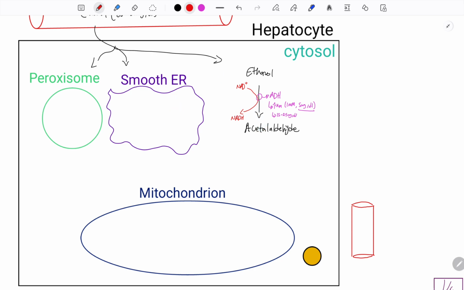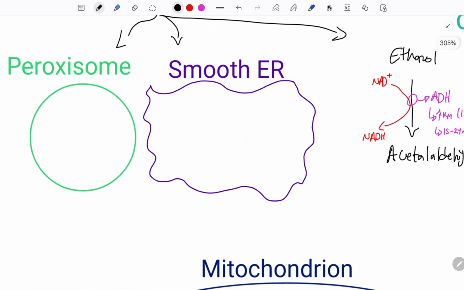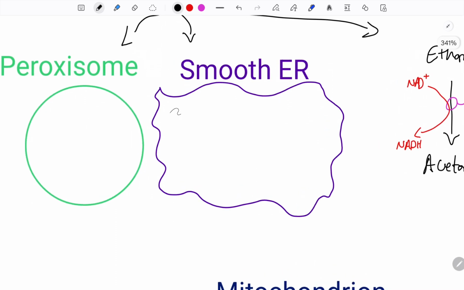Well, if we turn our attention towards the smooth endoplasmic reticulum, we'll see that ethanol can also make its way into the smooth endoplasmic reticulum. This is the second pathway that's used after we've run the course with the alcohol dehydrogenase. And you'll find here that ethanol can also be converted into acetaldehyde.